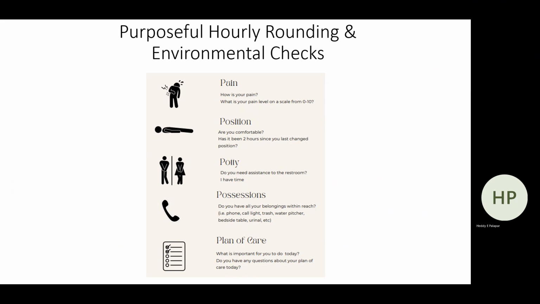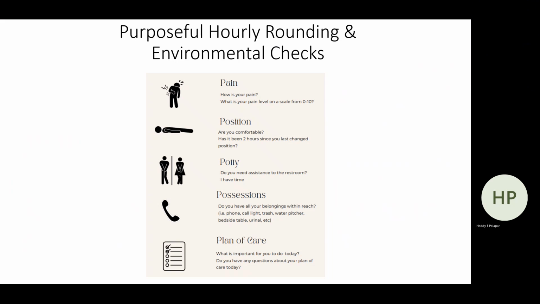Prompting includes, how's your pain? Are you comfortable? It has been 2 hours since you last changed positions. Do you need assistance to the restroom? I have time. Do you have all your belongings within reach? What is important for you to do today? Do you have any questions about your plan of care? Before leaving the room, it is best practice to communicate when you will return. You can say, is there anything else I can do for you? I have time. And document the completed round.